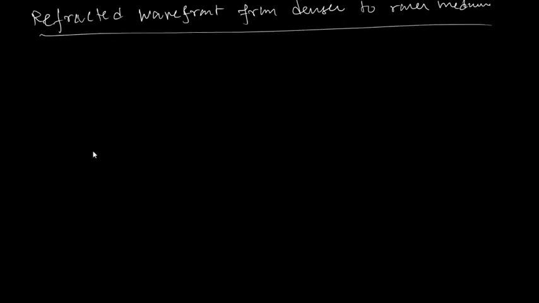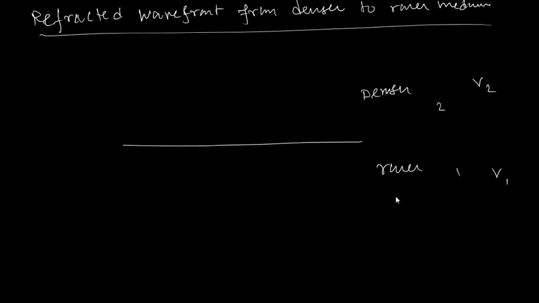Right. Now let us consider the refracting surface XY, and here this is denser and this is rarer. So this is 2, this is 1. So V2, V1. You know very well that the velocity of light in a rarer medium is greater than in a denser medium. That you should note down. Here, that is V1 is greater than V2.